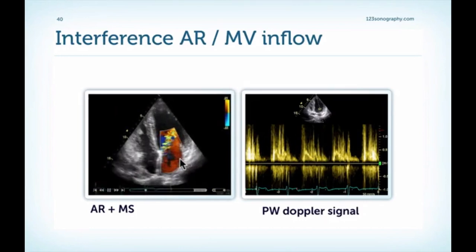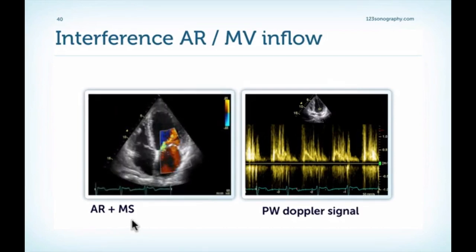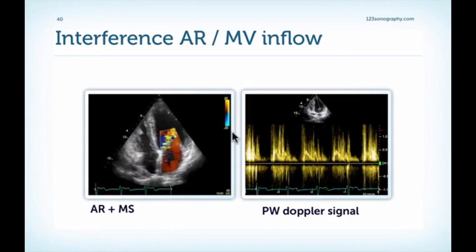This problem is fairly frequent simply because we have a very high association between aortic regurgitation and mitral stenosis. In this situation, you just have to play around with the transducer and try to find a view where you can better delineate the two signals from each other.